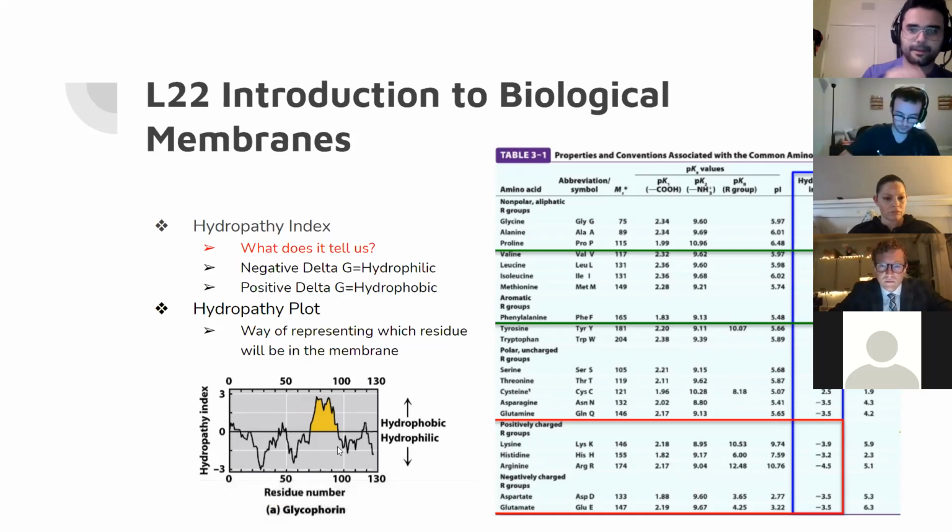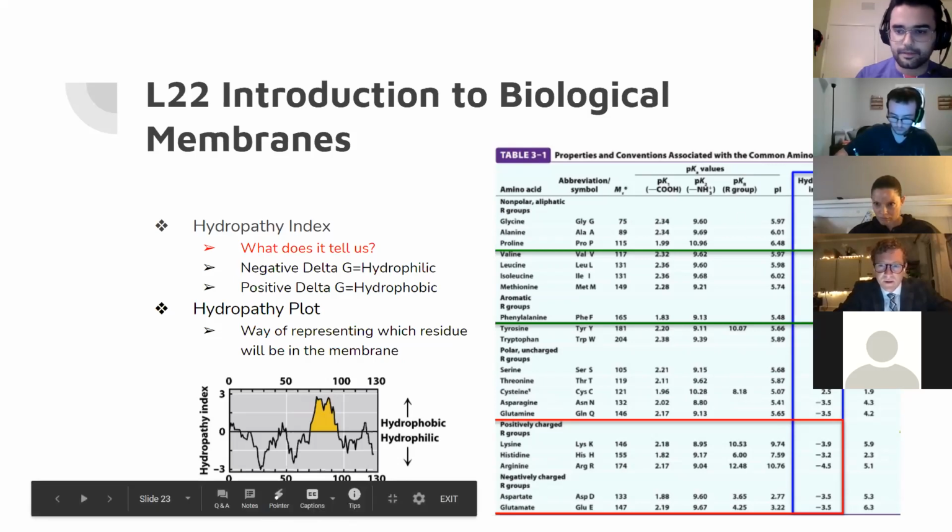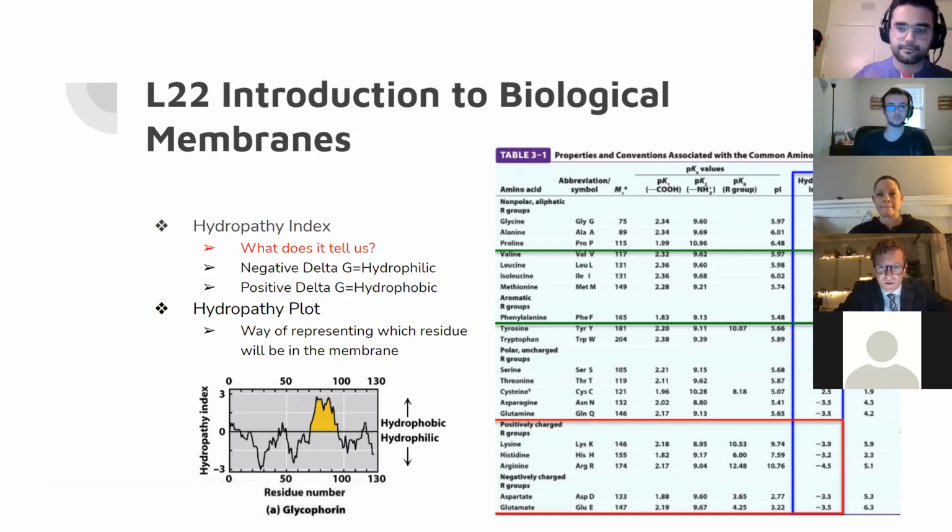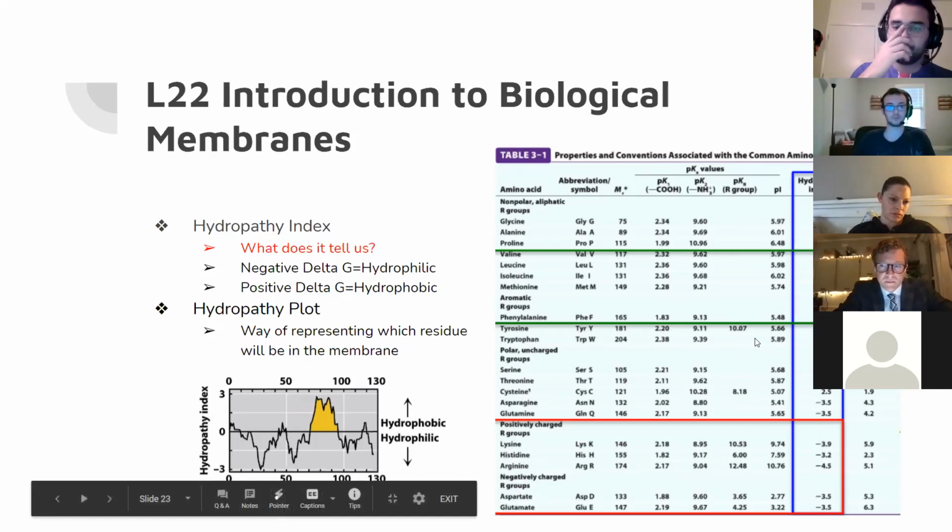Okay. Matt, what was your question? I don't know if units is the right word, but the box that you've got, the hydropathy index, is that delta G? Yeah, those numbers are just representing delta G. I don't know why they didn't put the units at the top with the hydropathy, but I'm fairly sure it's delta G. If I remember correctly, it's delta G. Okay, thanks.